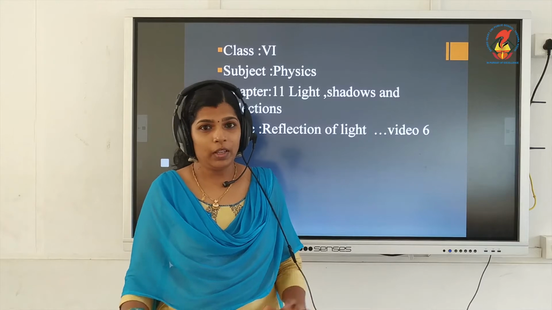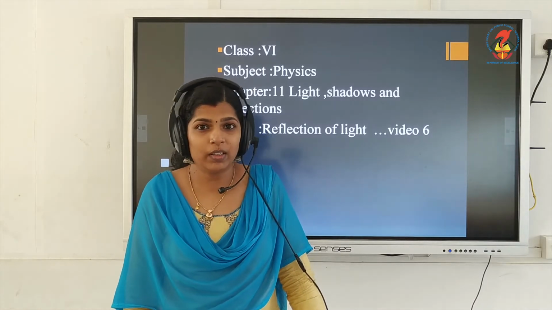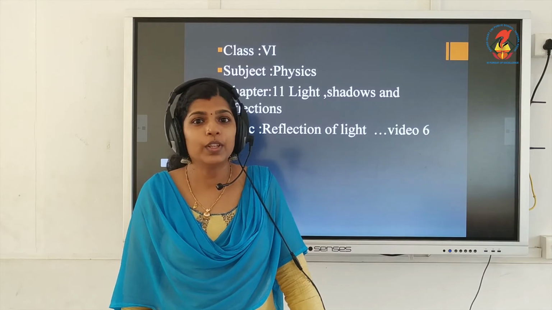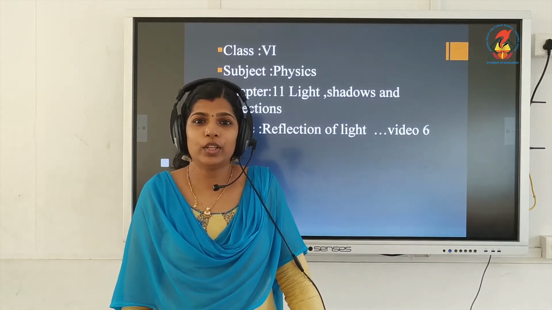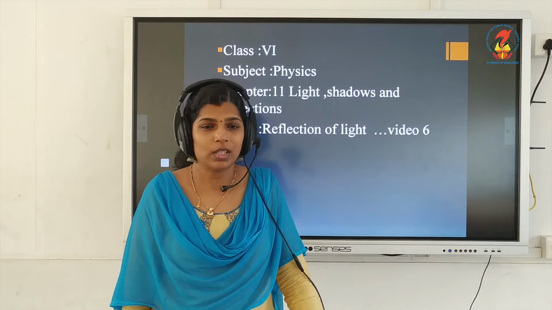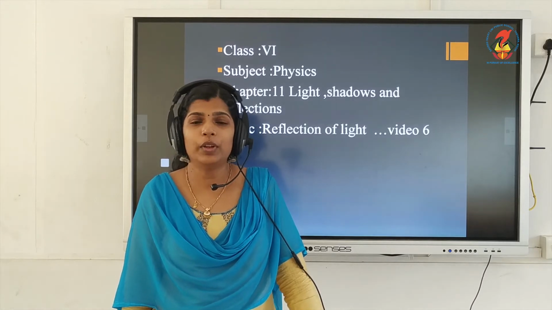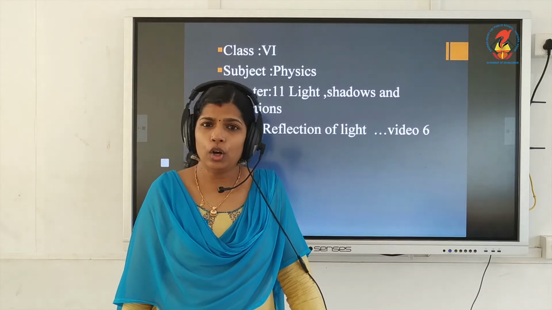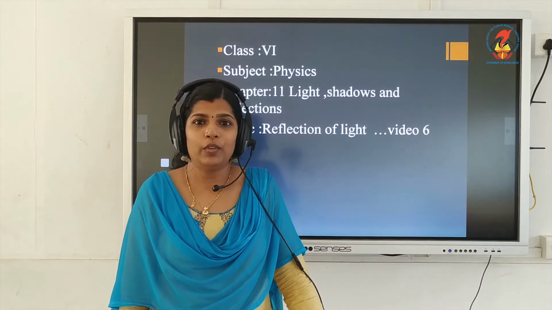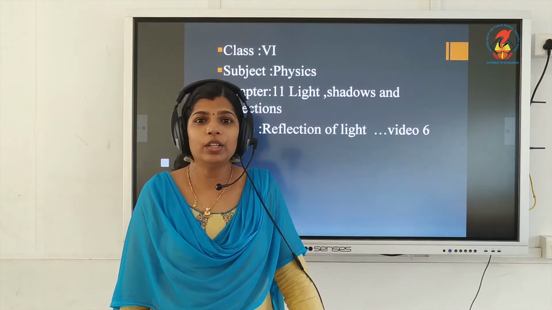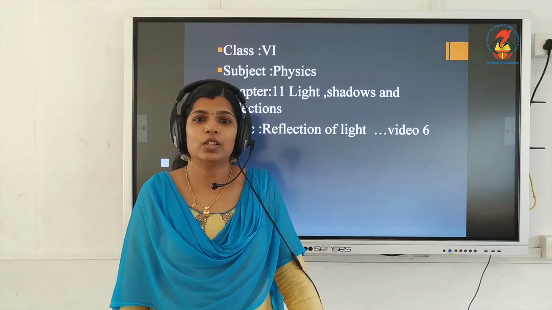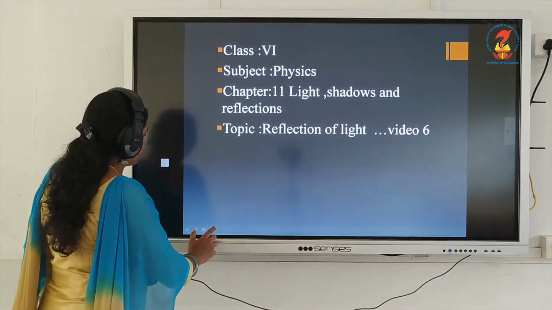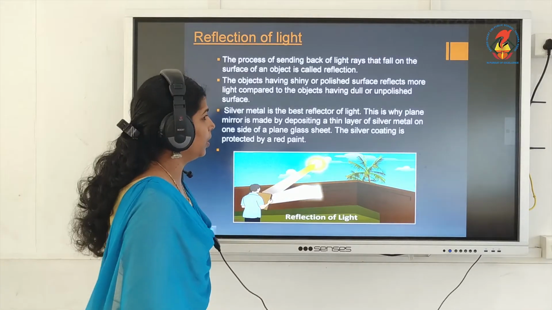So, maybe in your textbook the definition may be written in another way. The sending back of light from a surface is known as reflection of light. That is also the same thing. The bouncing back of light from a highly polished smooth surface is known as reflection of light. That is the first definition given here.